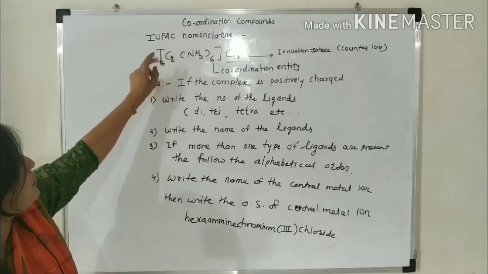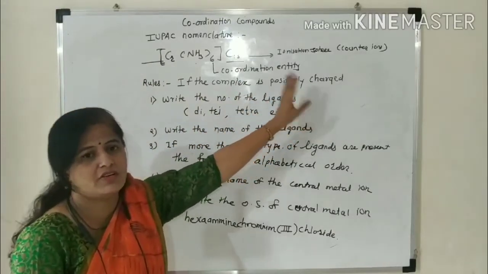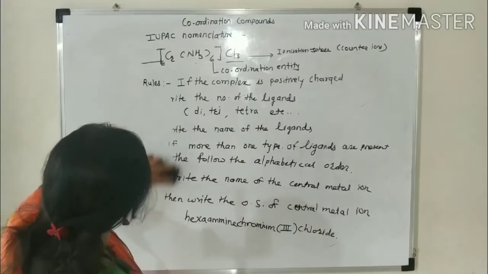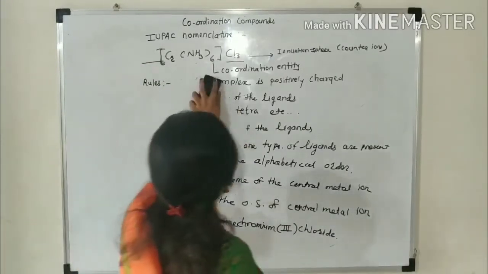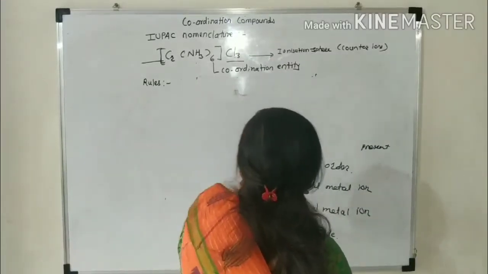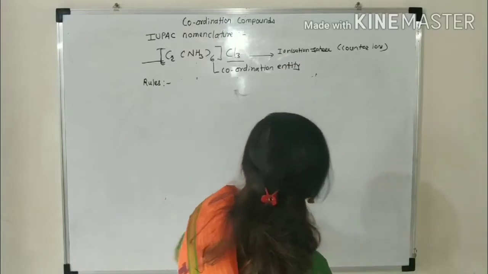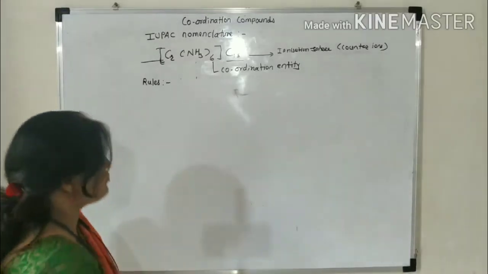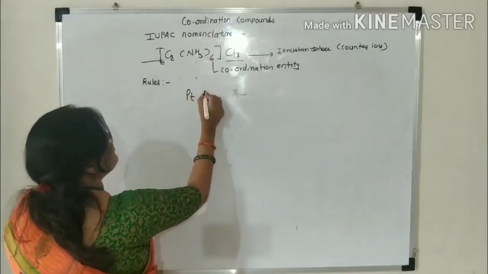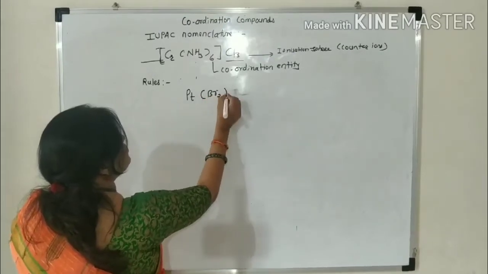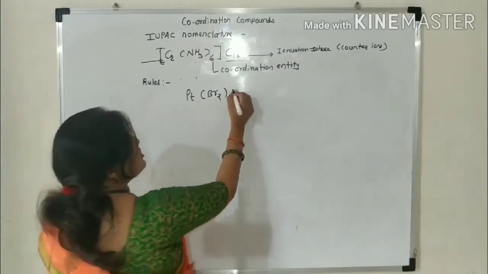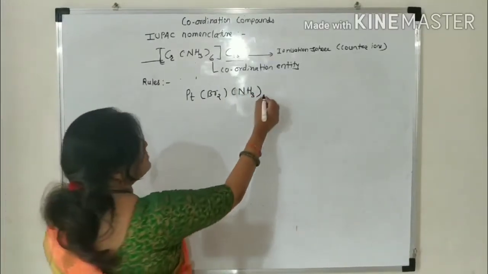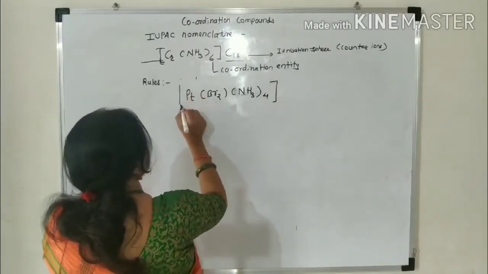It is a cationic complex. If the complex is positively charged, that is called a cationic complex. Okay. Then examples of it. If you have taken here platinum, Br2, NH3, ammonia, how many times? 4 times. Here Br2.